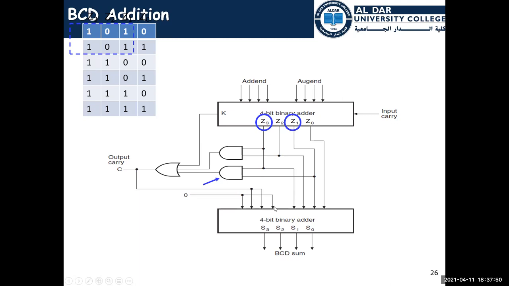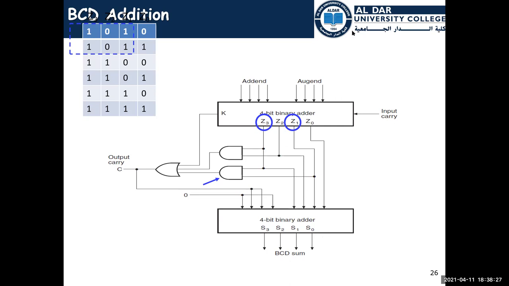So if this is an invalid range, this means that we have 0 1 1 0, which is the representation of six. But if this is a valid range, the output will be zero, and this means that we have 0 0 0 0. Either we have 0 1 1 0, which is 6, or 0 0 0 0, which is 0. This means that if we have an invalid range here, we add 6. If we have a valid range here, we add 0 to the result. And this is the BCD sum.